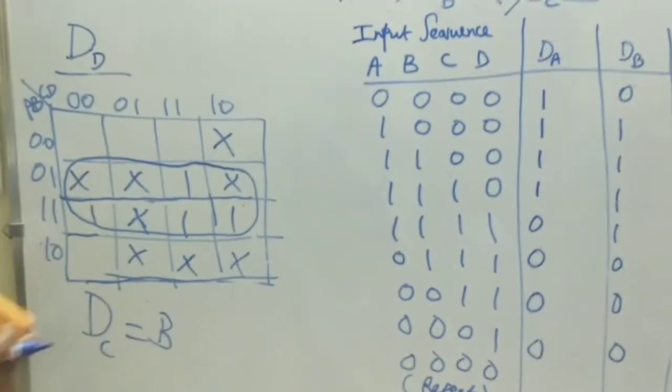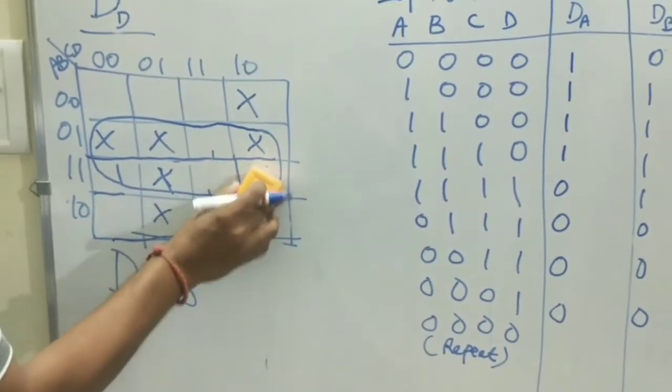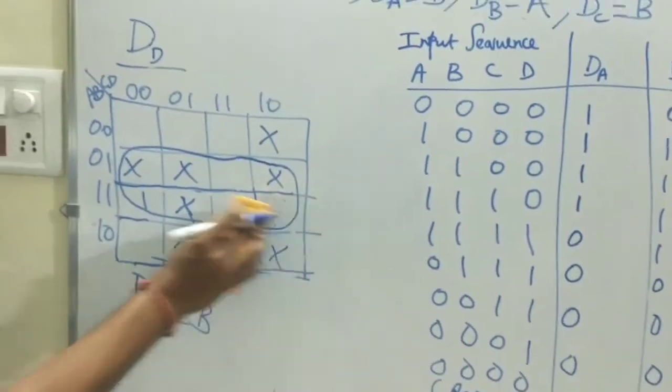Now we are going to do it for the last flip-flop called DD. Once again, we are not going to disturb the don't care terms. We are going to plot only the min terms.